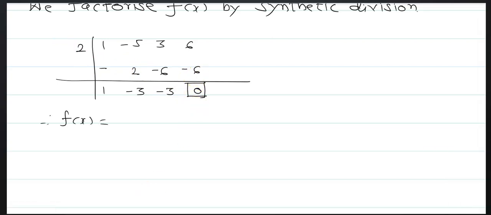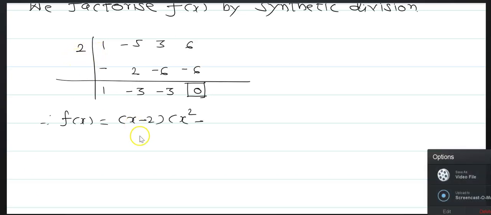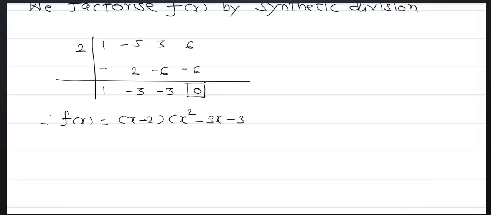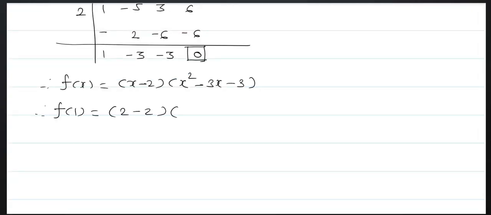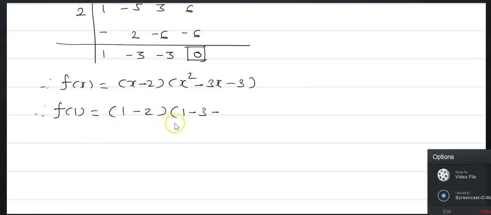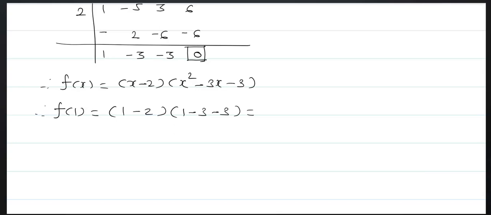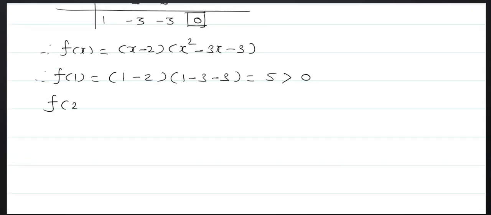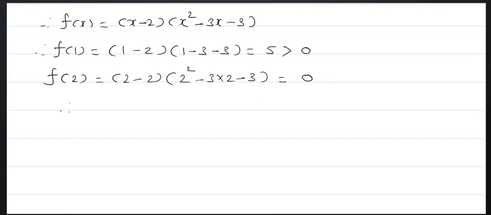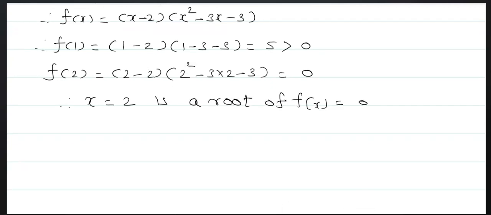And therefore, f of x is equal to, what are the factors? First factor is x minus 2. Second factor, x square minus 3x minus 3. f of 1, if we substitute x by 1, is 1 minus 2, 1 square, 3 into 1, minus 3. That is positive. And what about f of 2? Which is equal to 0. Therefore, x is equal to 2 is a root of f of x is equal to 0.